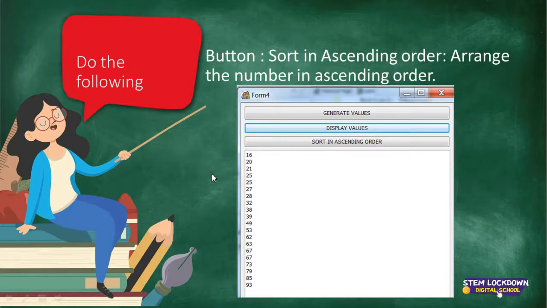Now, if you're trying this at home, let me tell you again how it's going to work. You're going to do your code in the sort ascending order button. Once the code is done, and when you click on display thereafter, it should display the values in ascending order. So that's what you're going to have to do when you're testing your program.